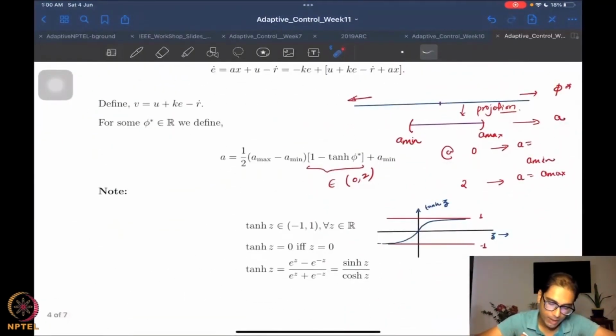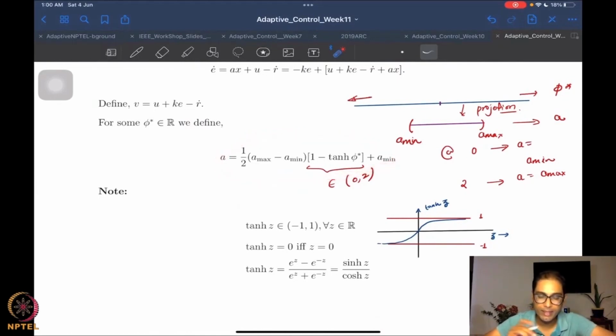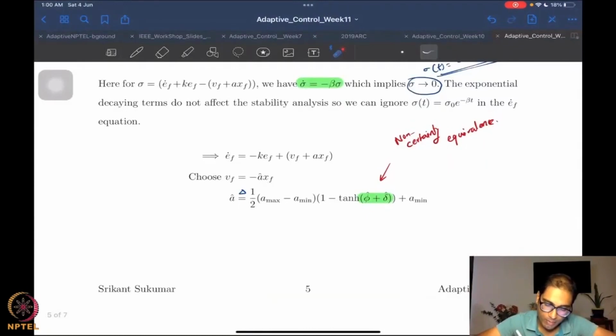If you see, the actual A expression is something like this: (A max minus A min)/2 times (1 minus tan hyperbolic phi star plus A), plus A min. So in place of this thing, we have tan hyperbolic phi hat plus delta hat. In general, you expect that phi star will get replaced just by a single phi hat, but it doesn't in this case. It is replaced by a phi hat and also by a delta hat. So two terms, not two estimates or anything, but just two different terms. And this is what makes it non-certainty equivalence.